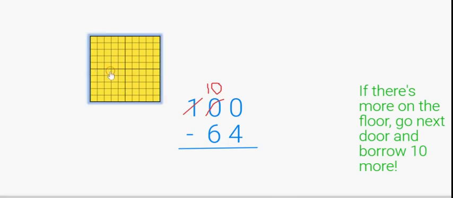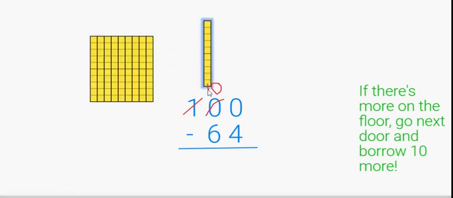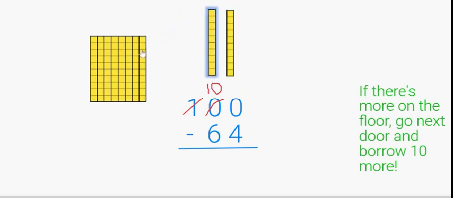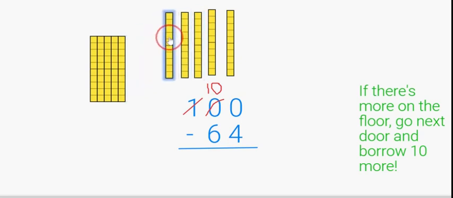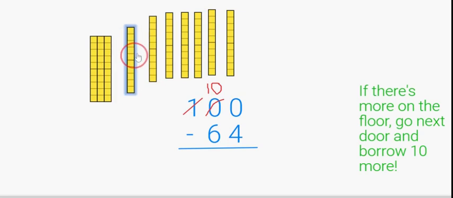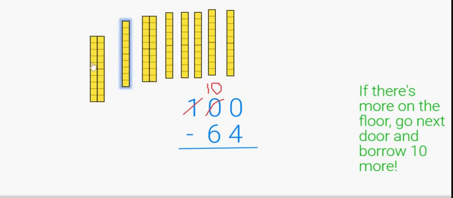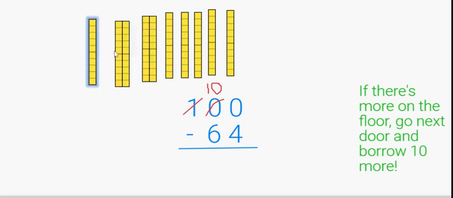So I'm going to break my 100 down into 10 tens. So I have 1 ten, 2 tens, 3 tens, 4 tens, 5 tens, 6 tens, 7 tens, 8 tens, 9 tens, and 10 tens. Oops, these got stuck together like Siamese twins. Okay, so now I have 10 tens. So I'm great in the tens place, but now what about the ones place?